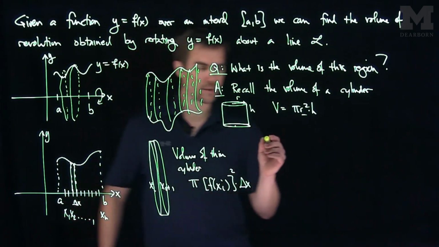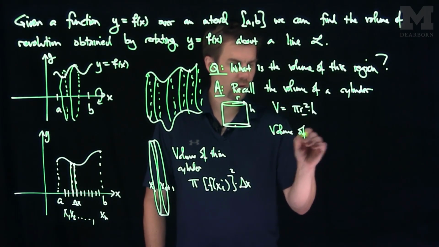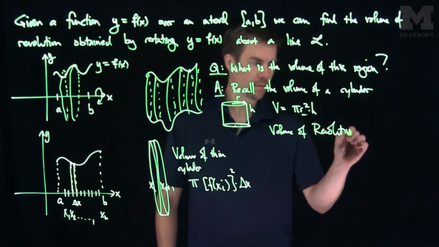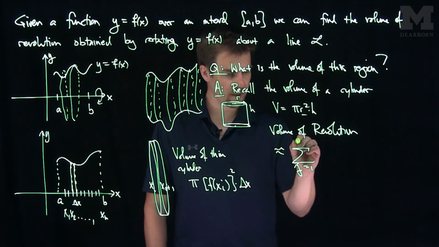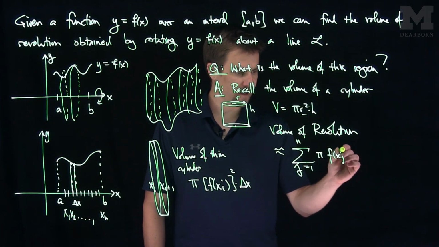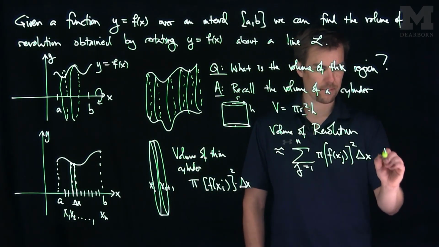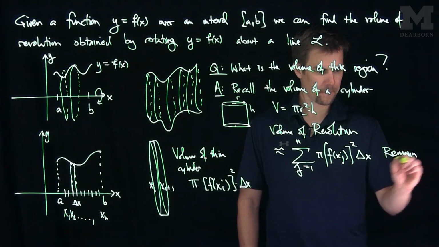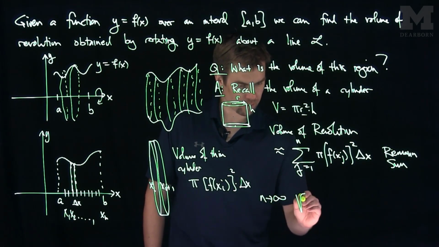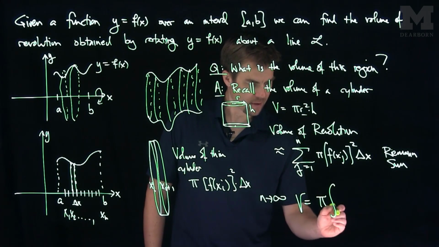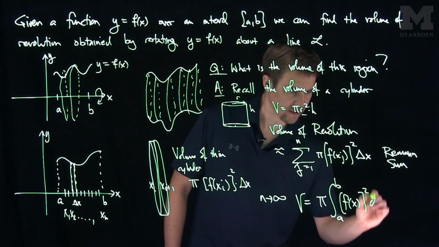And so if I add all of these up, the volume of revolution will be approximately the sum, j goes from 1 to n, of pi f of xj quantity squared times delta x. And this, of course, is a Riemann sum. And as n goes to infinity, we see that the volume of revolution is going to be pi, the integral from a to b of f of x squared dx.